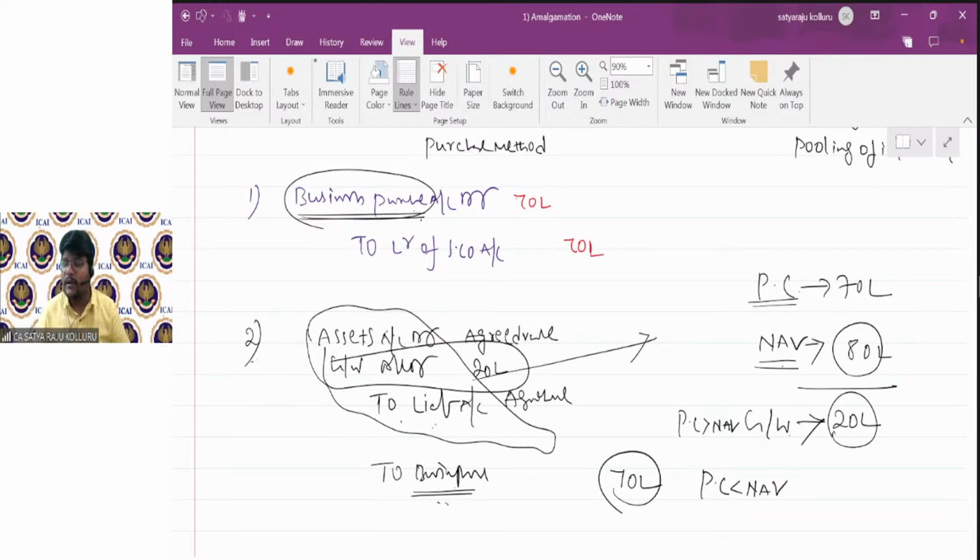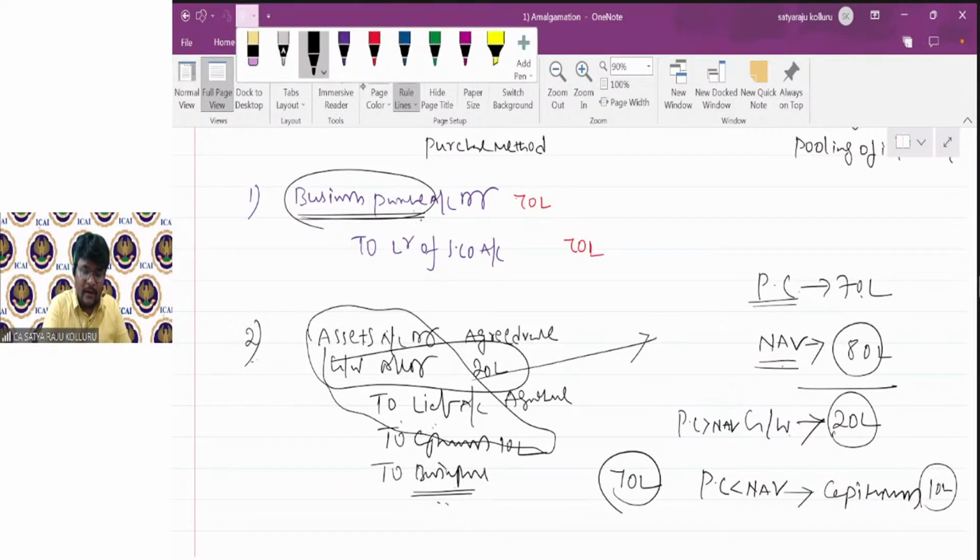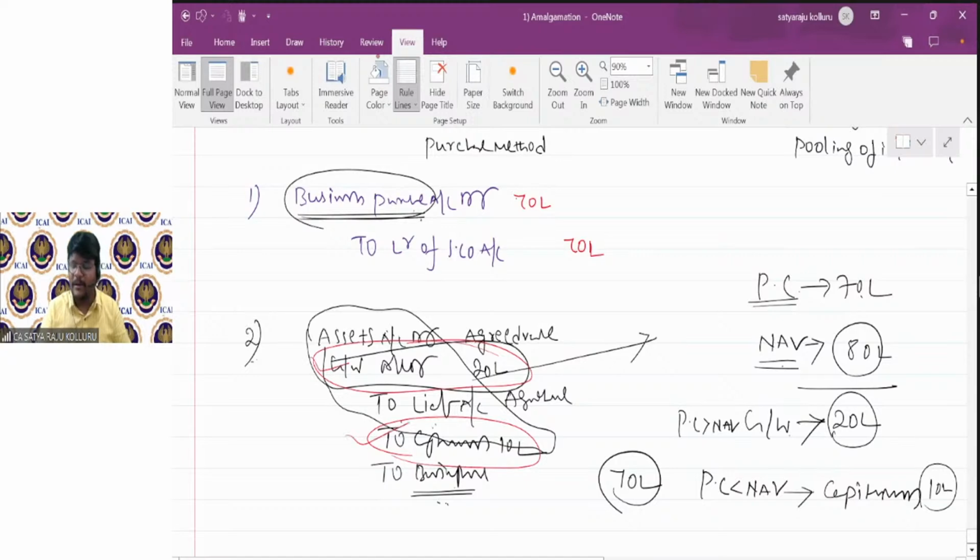Is it capital profit or revenue profit? Capital profit. Whenever you are realizing any capital profit, it needs to be transferred to capital reserve. So in that scenario, 80 minus 70, which is 10 lakhs, we can call it capital reserve. Reserves have a credit balance, so you should make it credit. Capital reserve 10 lakhs. Either one of these components will come into the picture, either goodwill or capital reserve. Both will not come at a time.